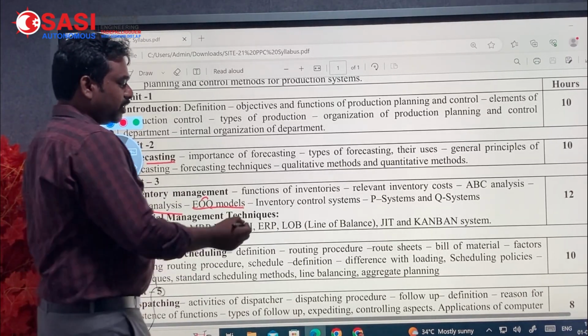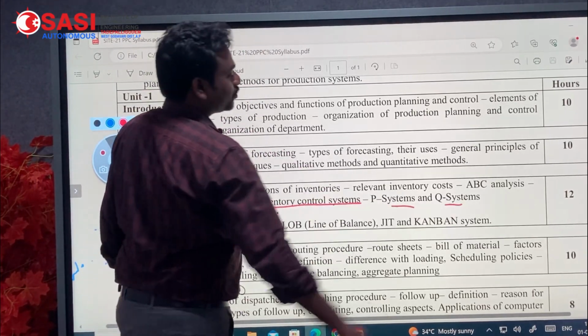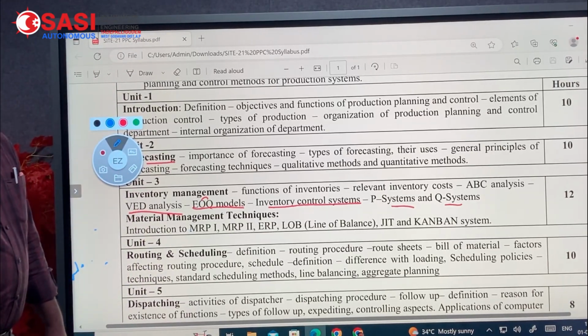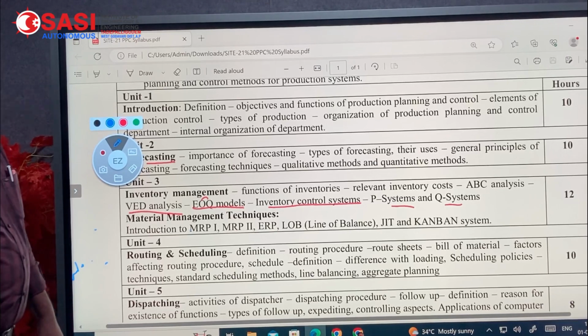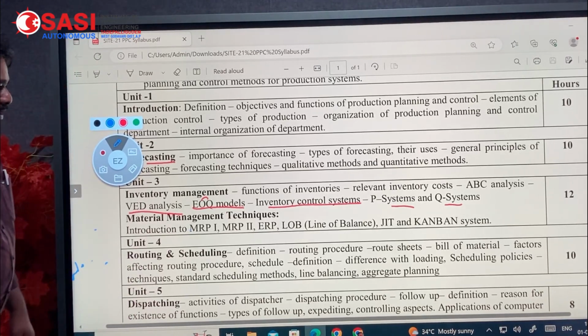And coming to the inventory control systems, there are different control systems like the P system and the Q system. So what is a P system and what is a Q system, and where these systems are being utilized, we can see when we are discussing them.